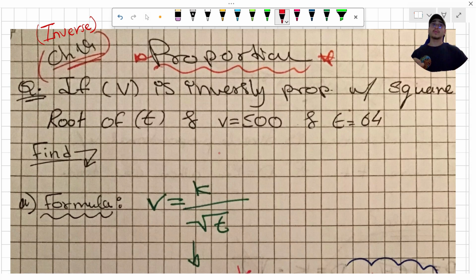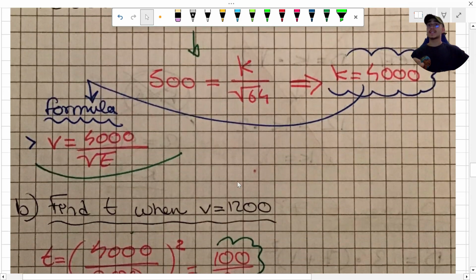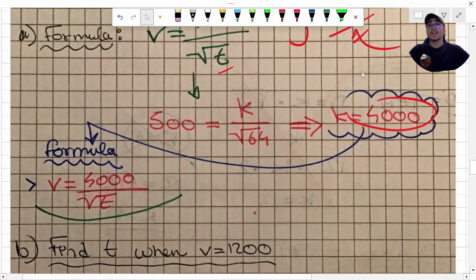If v is inversely proportional with the square root of t, and v is 500, t is 64, find the formula and t when v is 1/200. So first, using the formula, we know the basic formula is y is equal to k over x, right? So here we're going to use the values v and root of t. We know v is 500, we know root of t is 64. Isolate k now. K is equal to 4,000. Substitute k into the original formula. V is equal to 4,000 divided by root t.